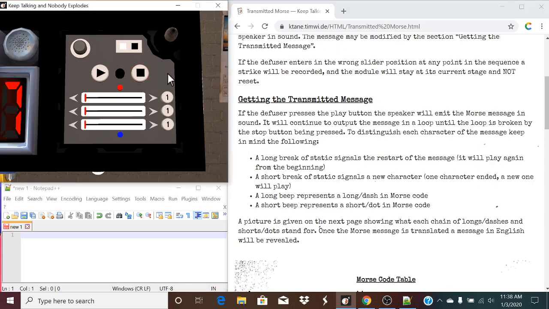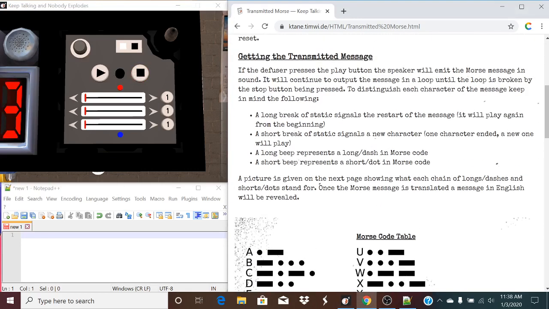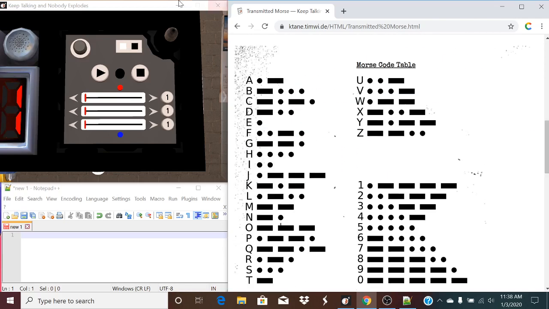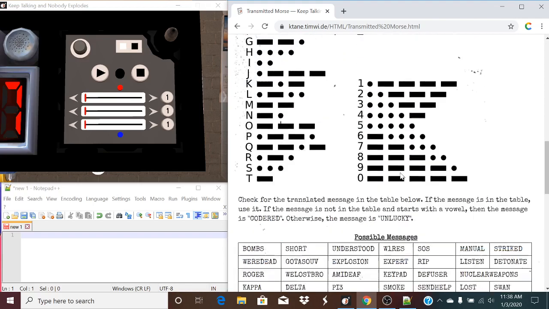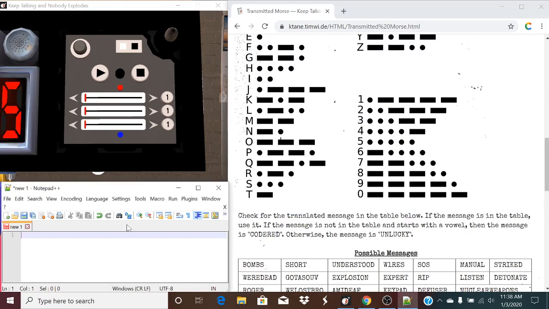So let's pause it, stop it right there. For those of you who do not remember Morse code, a long break of static signals the restart of the message. A short break of static signals new characters. A long beep is a dash, and a short beep is a dot. Thank God we have a Morse code table here, and let's see what our message is.